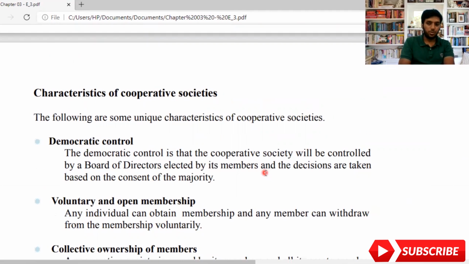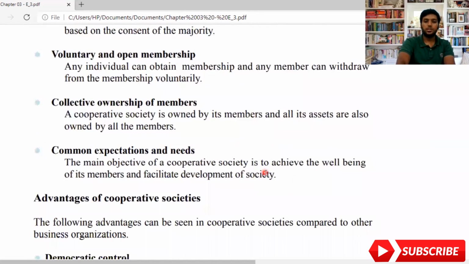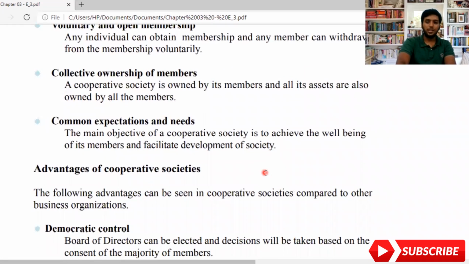You can elect board directors when you are participating in a cooperative society. Voluntary and open membership. What is this voluntary and open membership? Anyone can join anytime. No one can stop you from joining. Collective ownership of members. Not only one person is going to be the member, everyone can be the owners of the business. Common expectation and needs. Your main objective is to do something good for society. So when you join, your main objective is to help people.